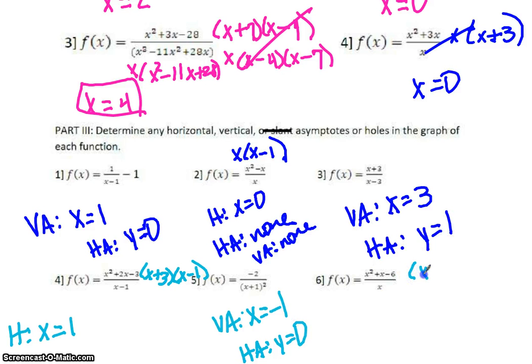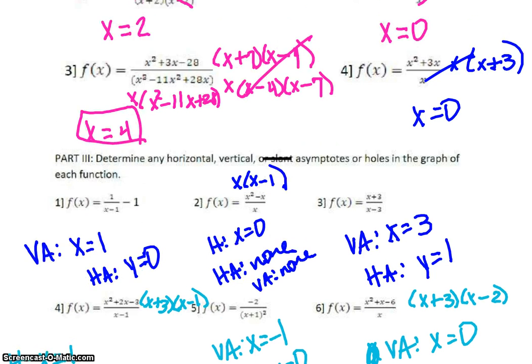This is going to become x plus and x minus, 3 and 2. Nothing will cancel. There is no hole. You have a vertical asymptote at x is equal to 0. And horizontal asymptote, you look at your degree, the numerator is bigger, there's not one. So all you have is your vertical asymptote.